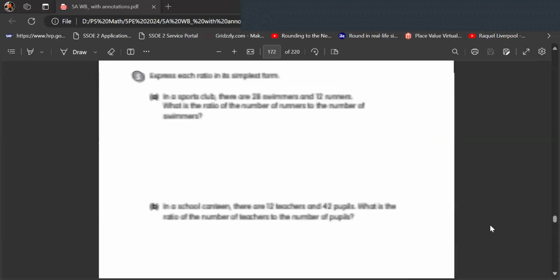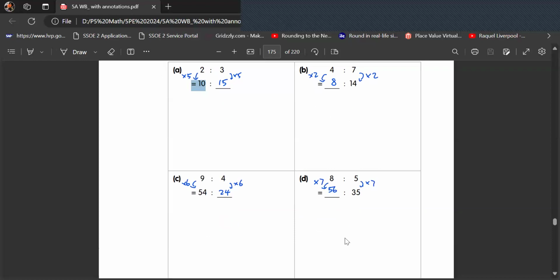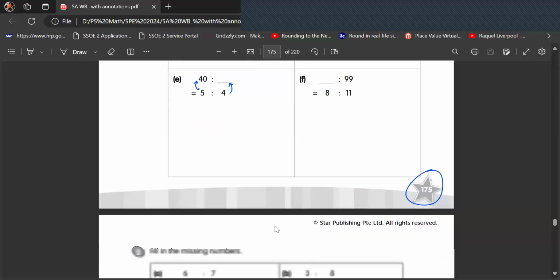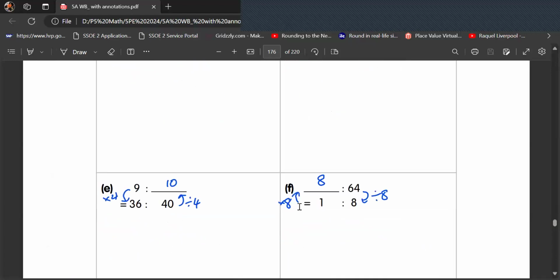So here at page 175 and 176, we all agreed that it was kind of easy because we have a clue here. The identity is given for one of them, so you can find the multiplication factor. Then from page 176, I draw the arrows in as a method to check. So 9 times 4 is 36. So 40 divided by 4 is 10. So I go in this motion.